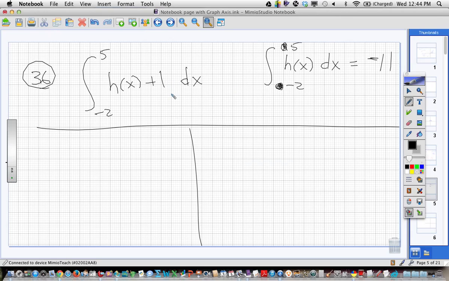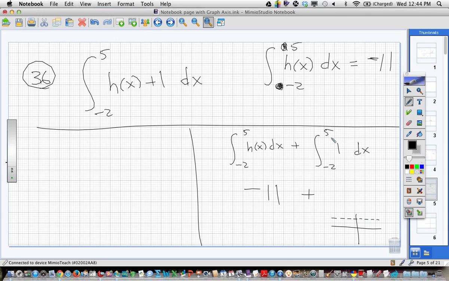One way would be what? We just did it. Split it apart. So one way to do this is to take the integral from -2 to 5 of h of x dx plus the integral from -2 to 5 of 1 dx. Right? So this first one is -11. And what's this one? It's 7.